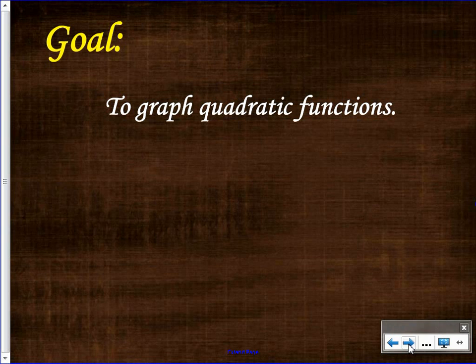Okay. Our goal is to graph quadratic functions. Exciting and new.